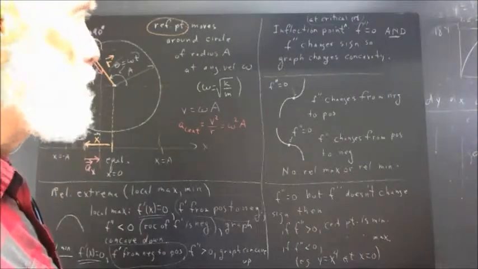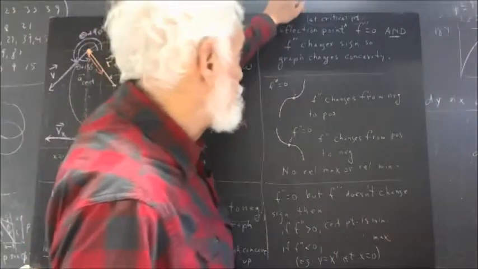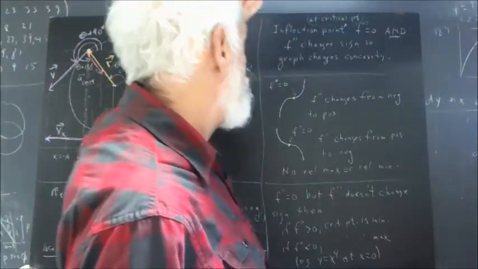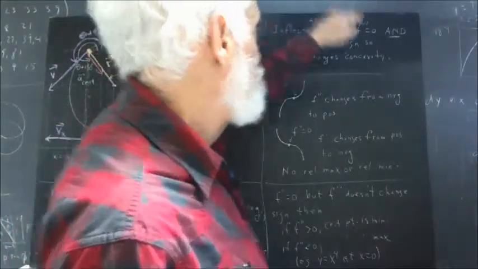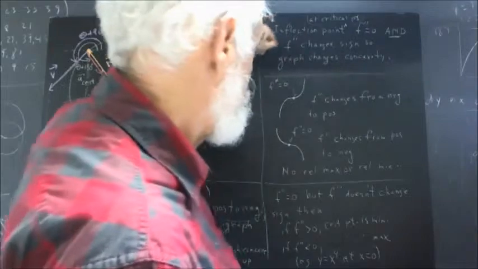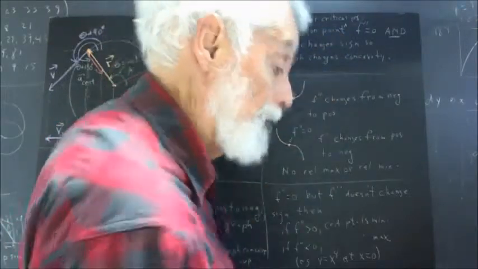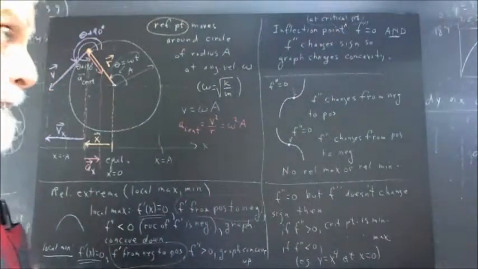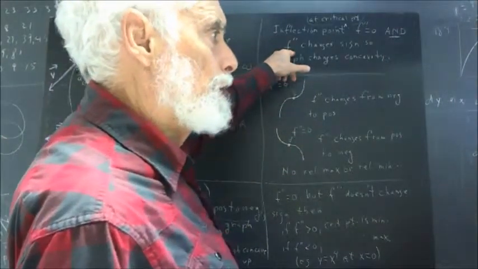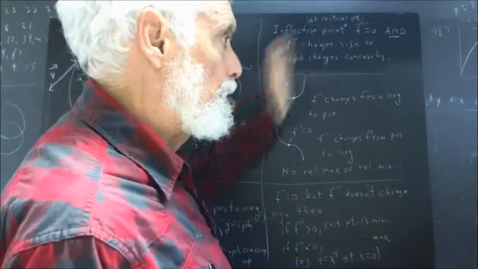Now, we mentioned inflection points. An inflection point at a critical point occurs when f double prime equals 0 and f double prime changes its sign. Let's see what that means. F double prime indicates your concavity, whether you're concave up or concave down.